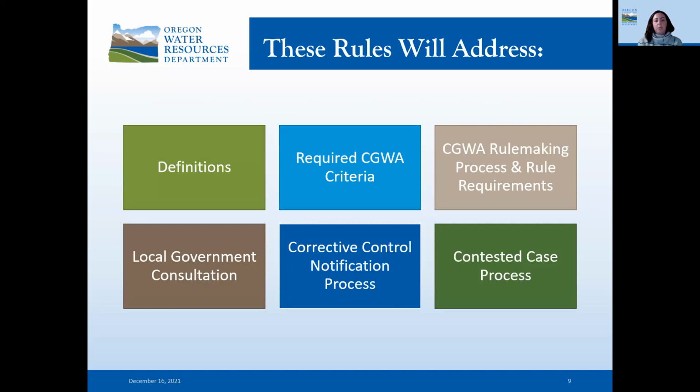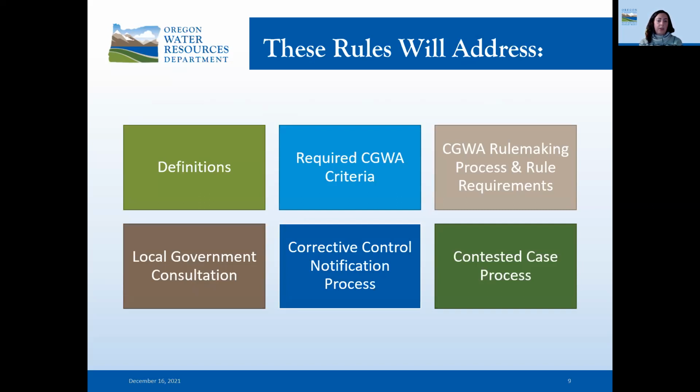These are some things that the rules will address. So the purpose of the proposed Division 10 rules is to guide implementation of the critical groundwater area statutes, which are contained in Oregon Revised Statutes, Chapter 537, Section 730 to 742.